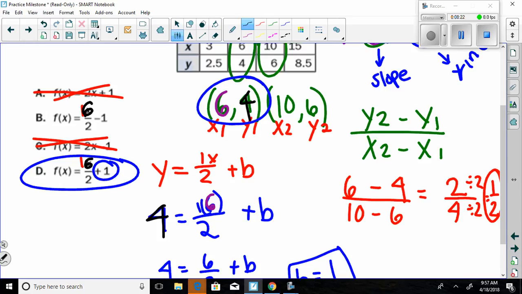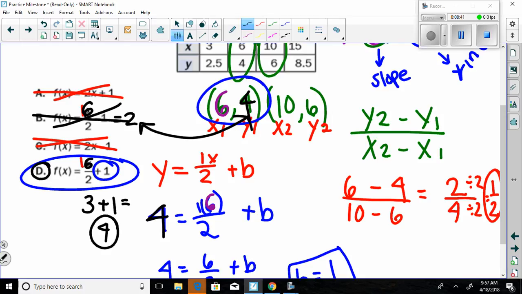What is 6 divided by 2? 3. What's 3 minus 1? 2. Does that equal this number right here? Does that equal 4? No. So I know that can't be it. You could do that with all of them. Let's try this one. What's 6 divided by 2? 3 plus 1? 4. Does 4 equal 4? Yep, so I know it's right.